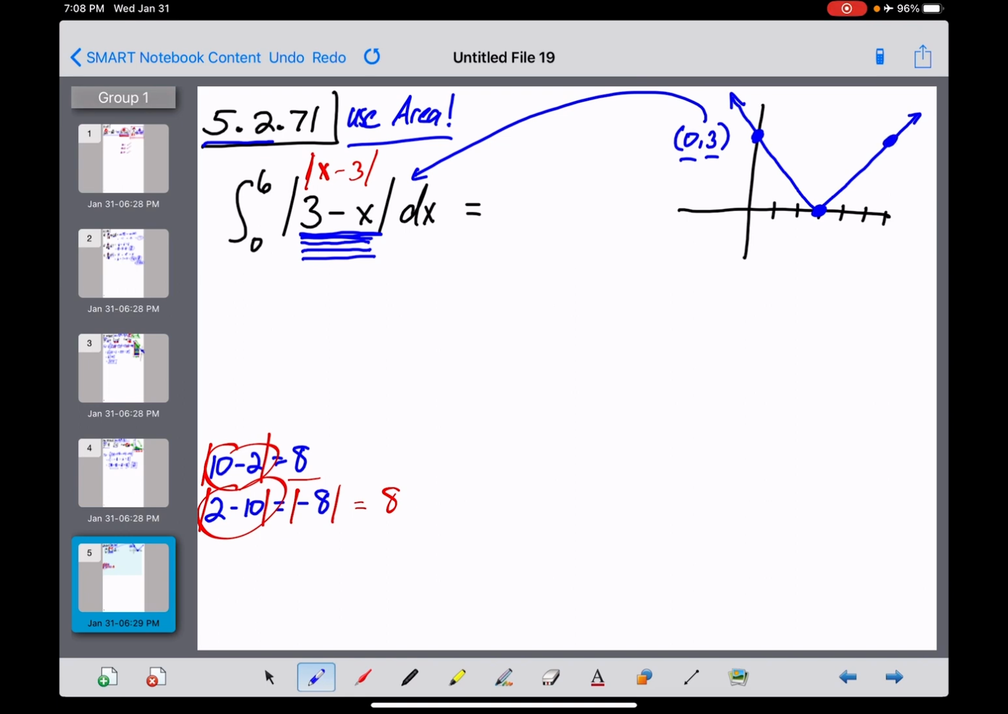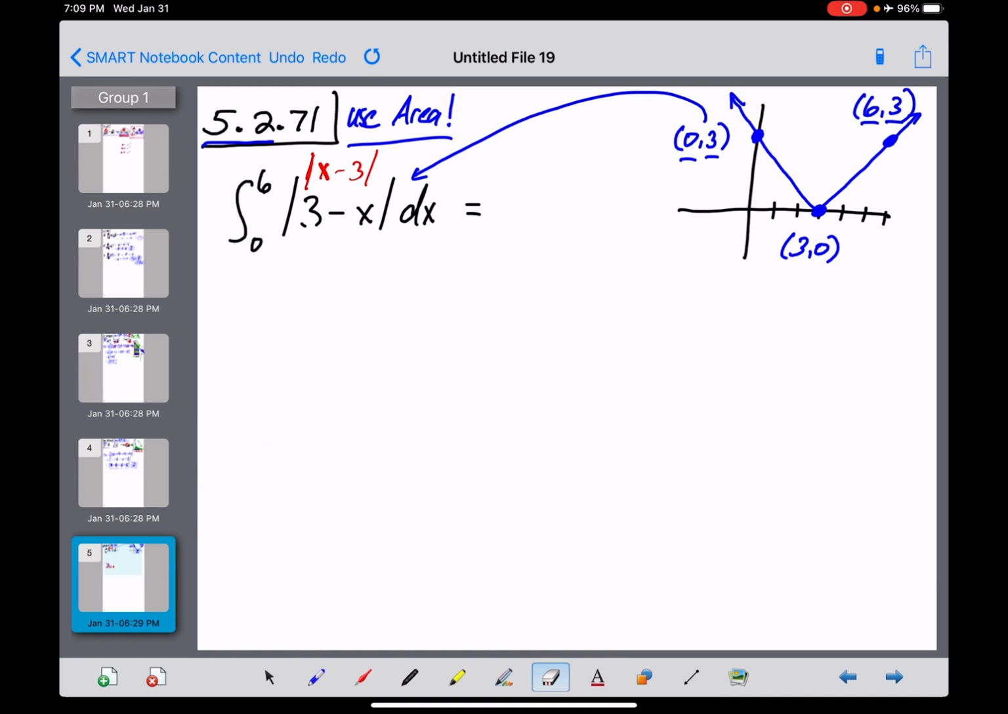And let's see, I think I also have the point (6, 3) right here. When x is 6, y should be 3. 3 minus 6 is negative 3, and the absolute value of negative 3 is positive 3. So the fact that I tried 3 different points right here, (0, 3), (3, 0), and (6, 3), and got all of them to work here, tells me that I think I graphed this thing correctly, okay? That's kind of how your thought process might guide you through on a problem like this.